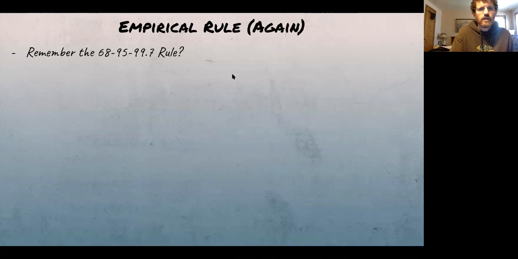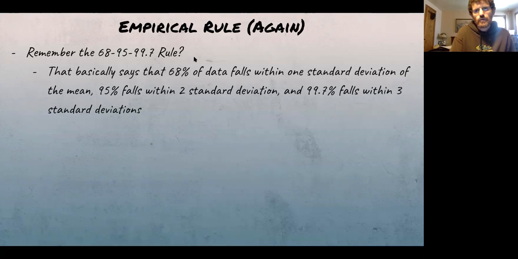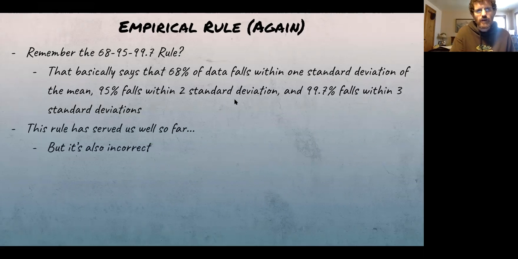We are going to first of all look at the empirical rule. And so you can remember the empirical rule, the 68, 95, 99.7 rule, which has worked really well for us. And you can see right there what it's referring to. 95% fall within 2 standard deviations. Good rule to have, except it's also incorrect. It's close enough for our purposes, everything we've done so far.